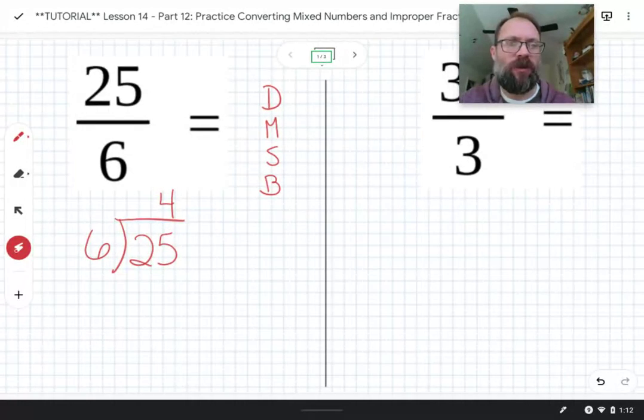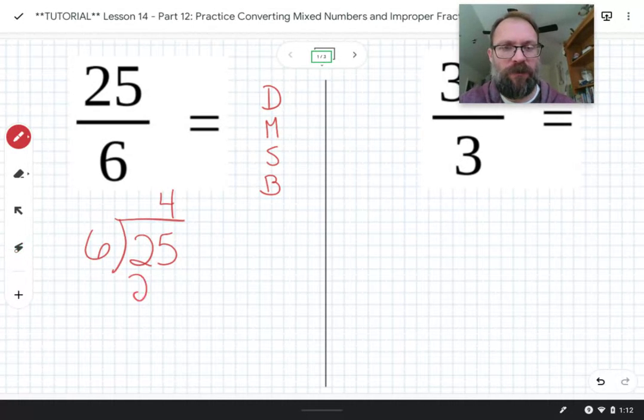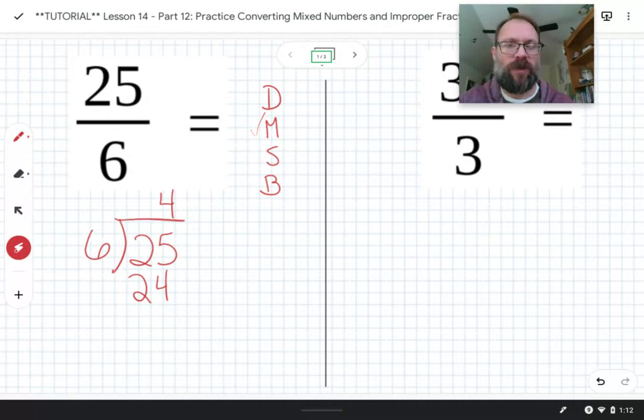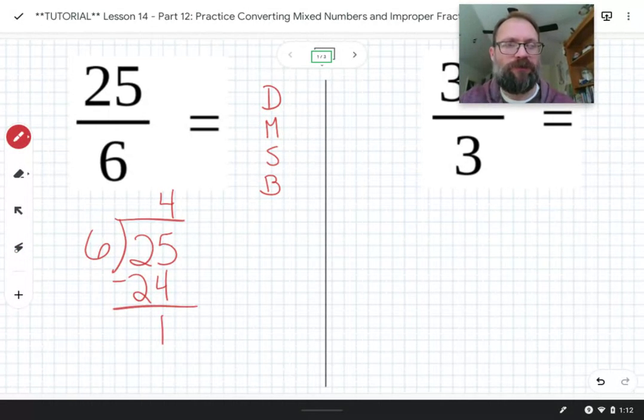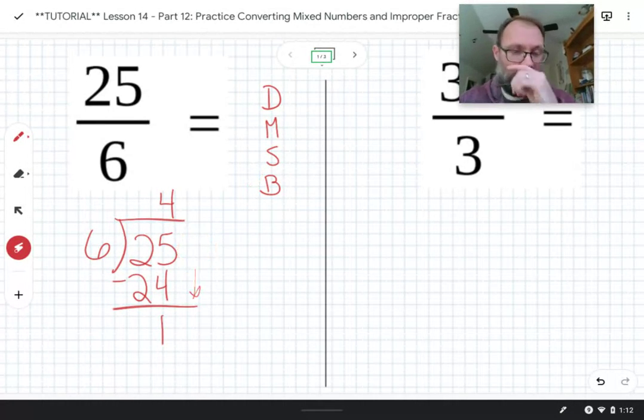All right, let's do the multiplication step. 6 times 4 is 24. Keep our place values lined up. All right. Let's go ahead and subtract. We'll get 1. And then let's go ahead and bring down. But there's nothing to bring down, so we're done. And now we have the 3 parts of our answer, the 4, the 1, and the 6.